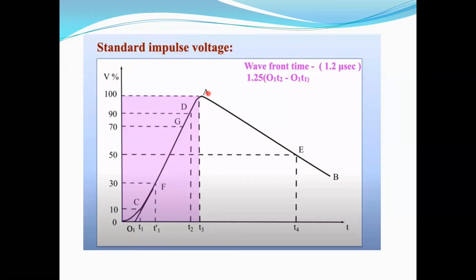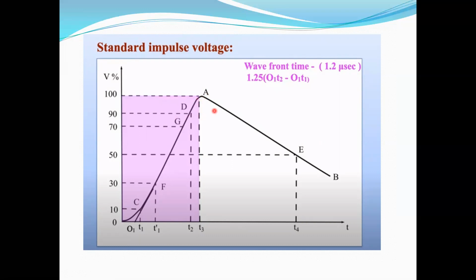Because of lightning surges and switching surges, very high voltage appears across the insulator and circuit breaker. So we have to check, by using impulse voltages, whether they can withstand that much voltage or not.